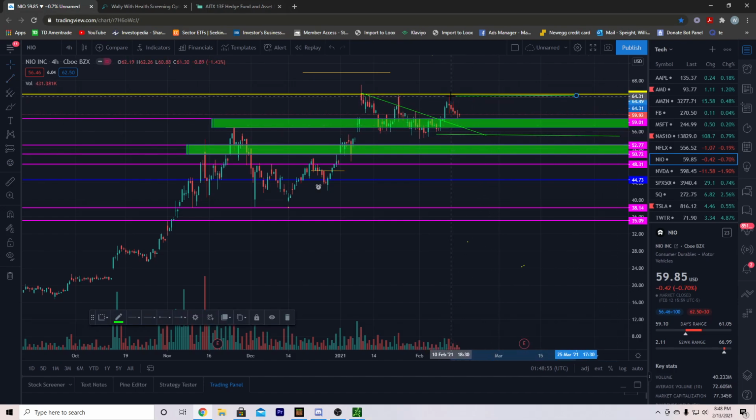Let me actually just move this a little more so you can see. So this is going to be our range. Now, as I mentioned before, it doesn't have to stay in between this range. It can go above, below, either way, but there's a 68% chance that it stays in between here. That's called the first standard deviation.